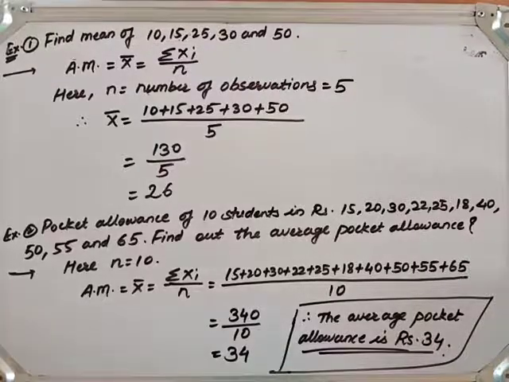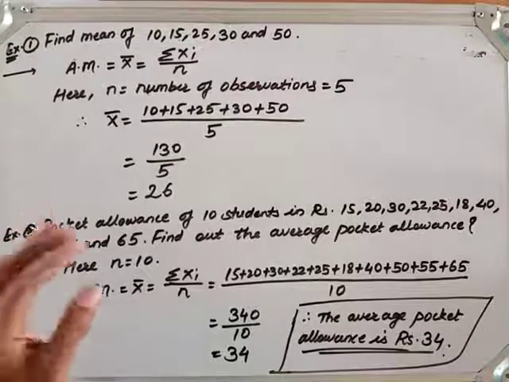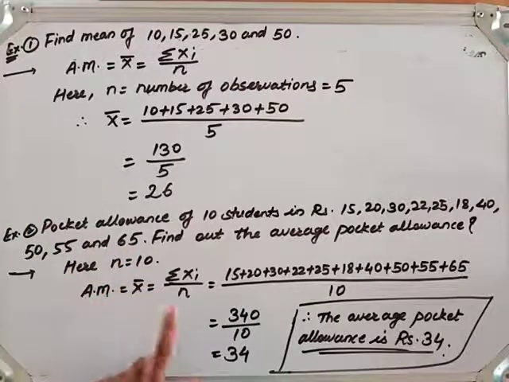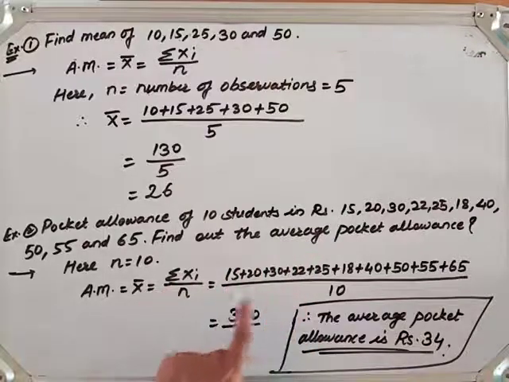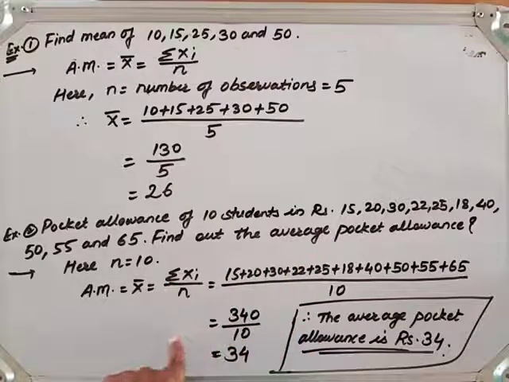Fine. When ungrouped data or an individual series is given to us, then simply the formula is summation xi upon n. Whatever observations are given to us, take the sum of them upon the number of observations, and that will give us the arithmetic mean.